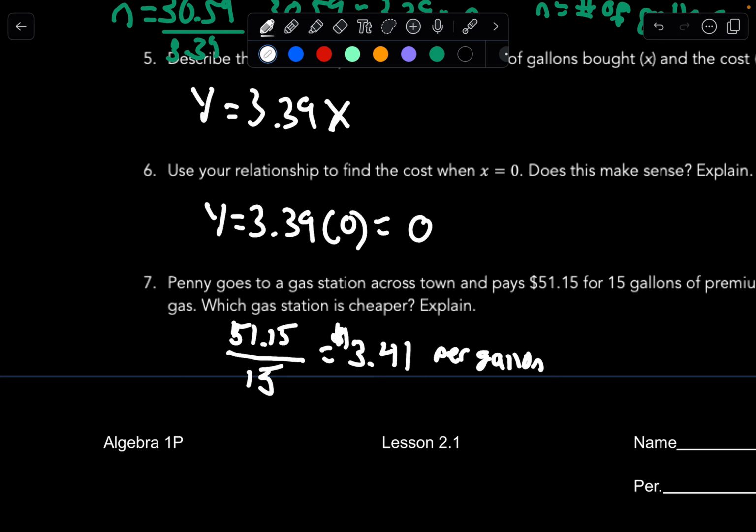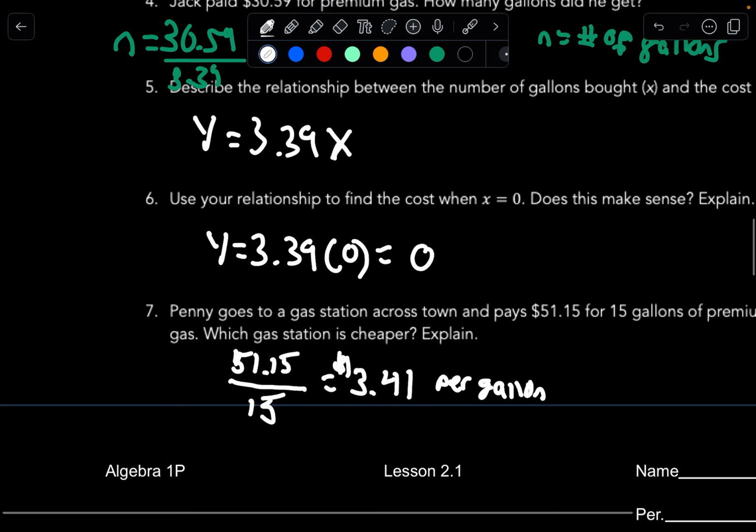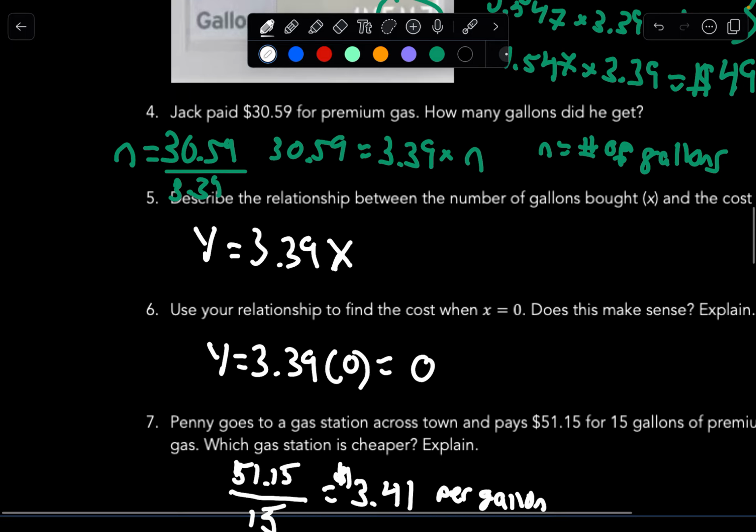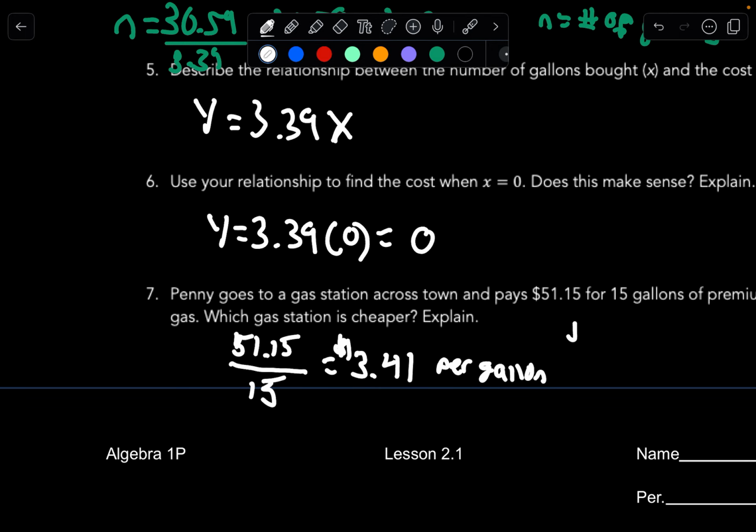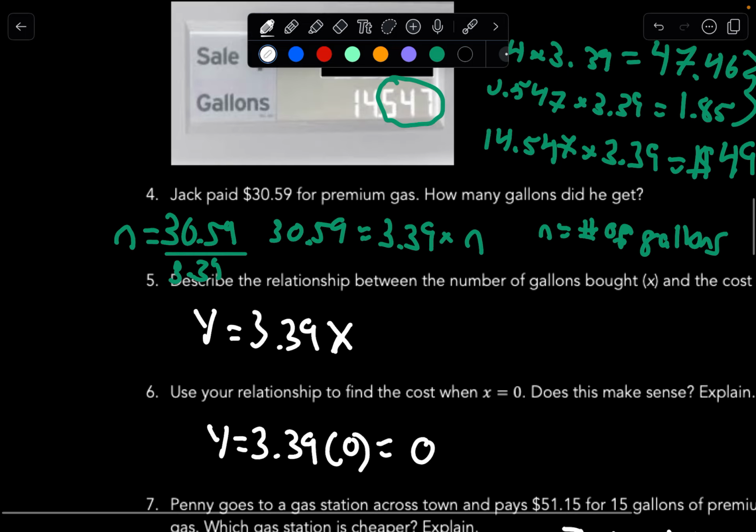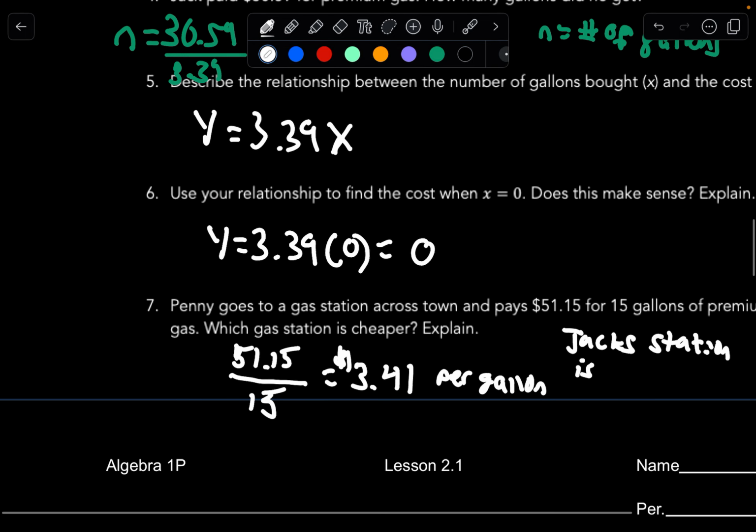So, which gas station is cheaper? It is the one that Jack went to. Jack's station is 41.39. Let's see. Is 2 cents, a whopping 2 cents cheaper.